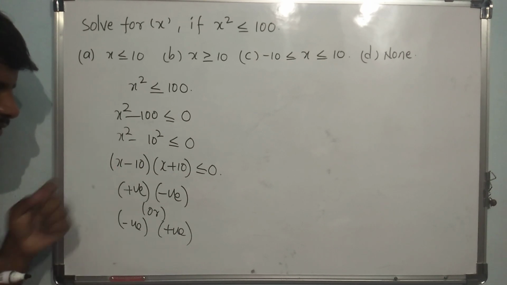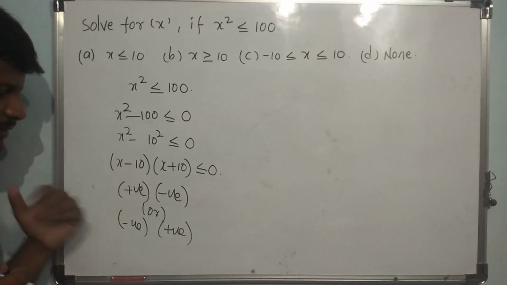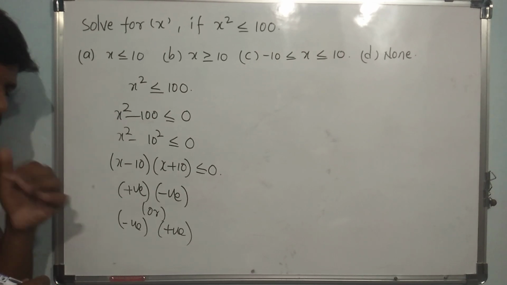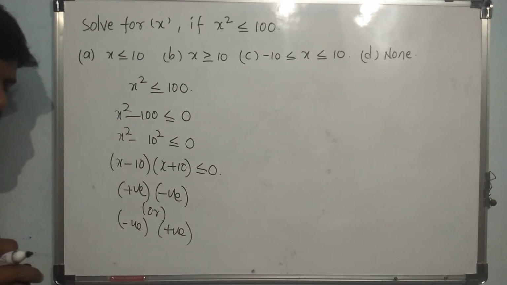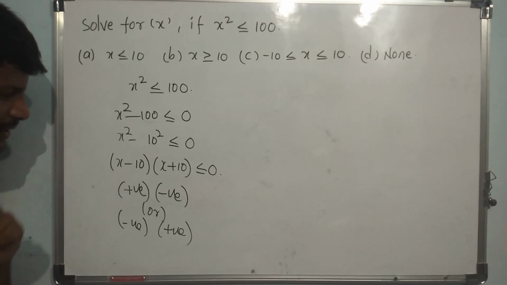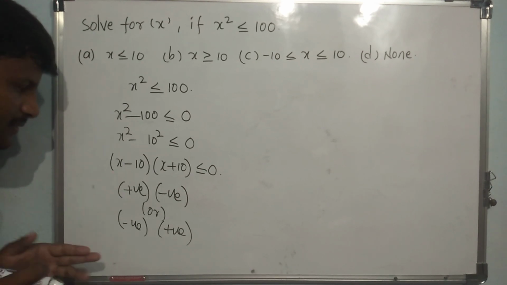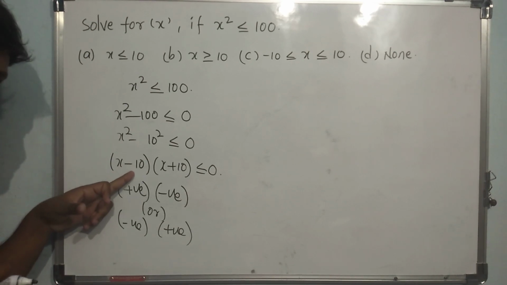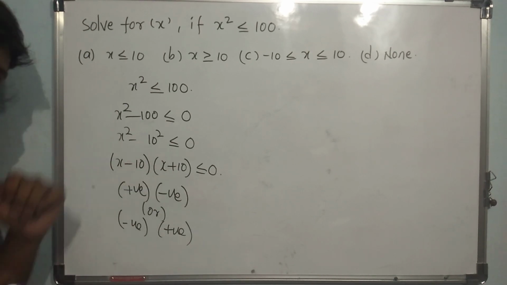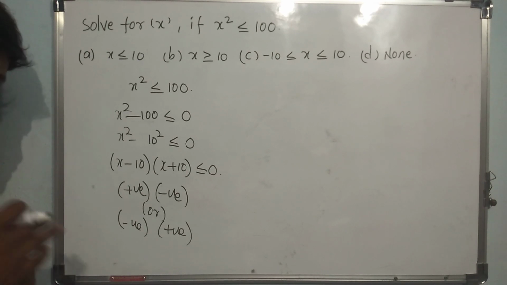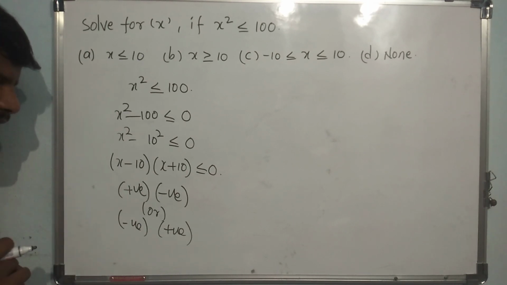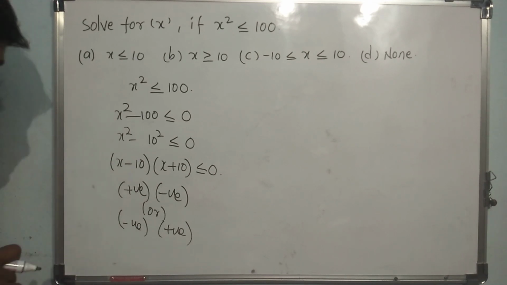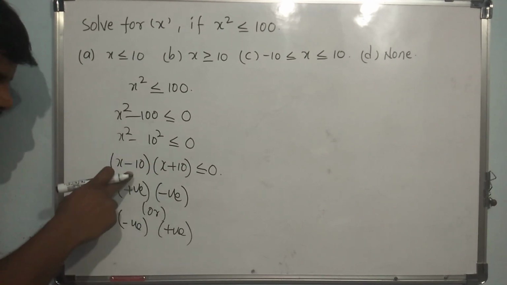What is the value of x which decides whether x minus 10 is positive or x minus 10 is negative? That is x equal to 10. If you take x equal to 10, what will happen? It becomes 0. I am talking about the first factor. Similarly, I will talk about the second factor later, but I am teaching you one method, one concept here. Listen carefully. X minus 10 becomes 0 at x equal to 10. If x is more than 10, it becomes positive.